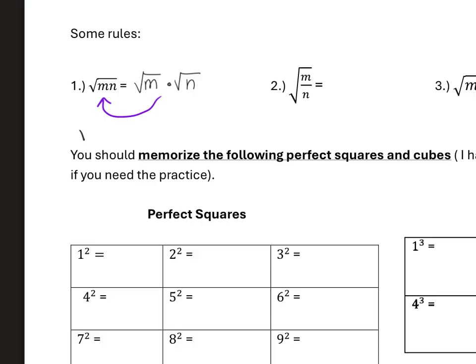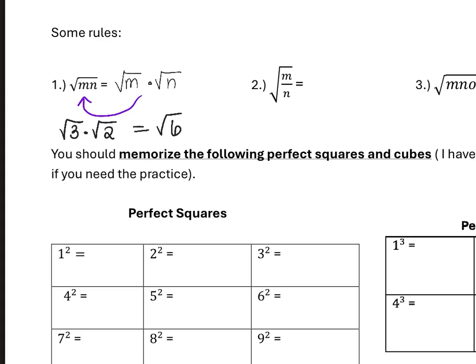So if I had something like the square root of 3 times the square root of 2, I could also write that how? Multiply them, right? mn. So we could multiply them together and keep them under one root, or we can separate them into factors. Square root of 3 times the square root of 2.